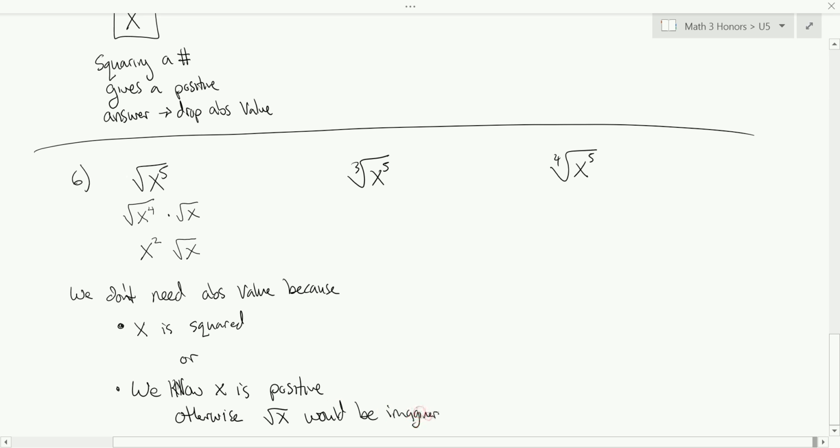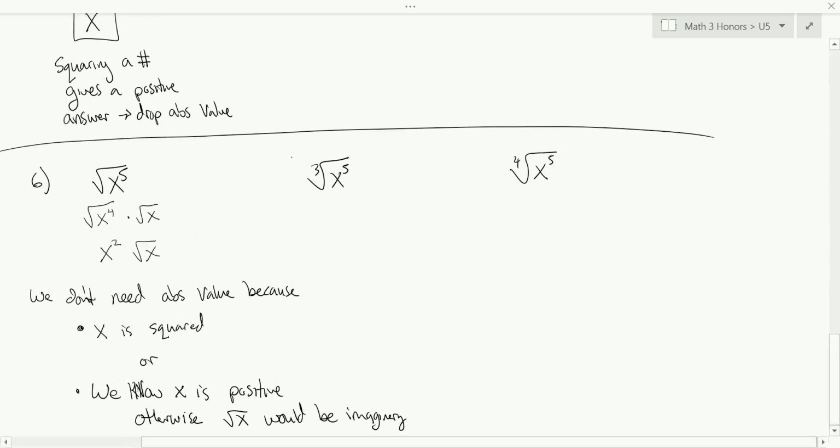And really, these are the only 2 things you look at when you're trying to decide, do I need an absolute value or not? You look underneath the square root and say, do we know enough information to see if x has to be positive? If it does, then we don't need an absolute value. Or when I pull it out, is it squared already? So if it were negative, I'm still squaring it, I get a positive answer.